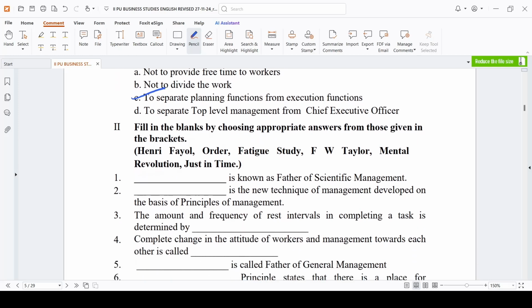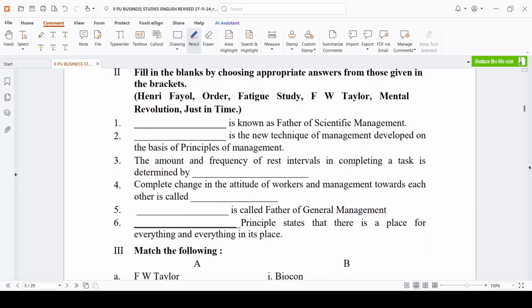Now fill in the blanks by choosing appropriate answers. Dash is known as the father of scientific management. Father of scientific management is F.W. Taylor. Dash is the new technique of management developed on the basis of principles of management. Which is the new technique of management developed on the basis of principles of management? That is just in time.